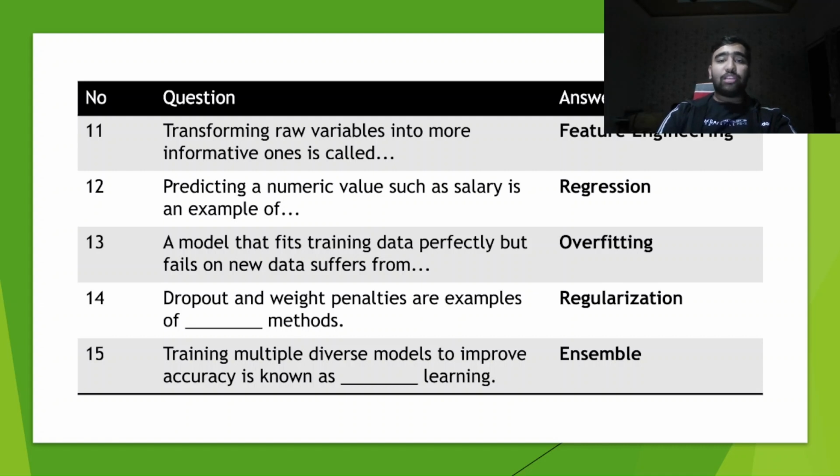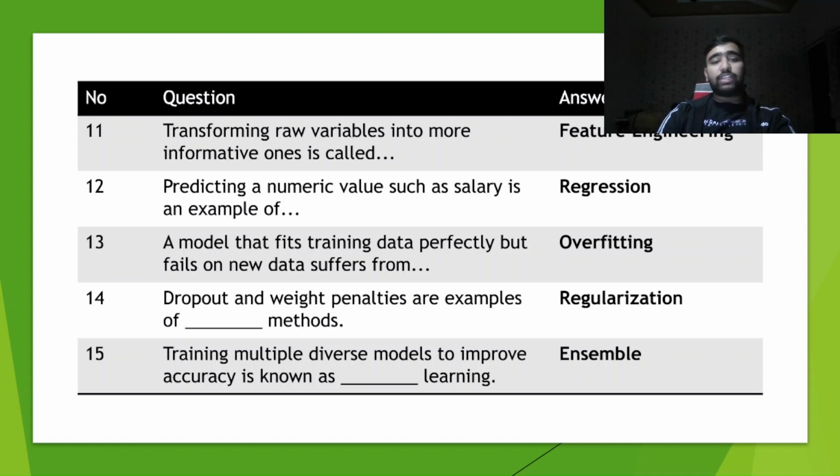Predicting a numeric value such as salary is an example of regression. In data science, we have two types of problems. One where we are supposed to predict a numerical value. These problems come under the category of regression, and the other where we are supposed to classify some tuples based on certain criteria into a particular class. These problems are called classification problems.